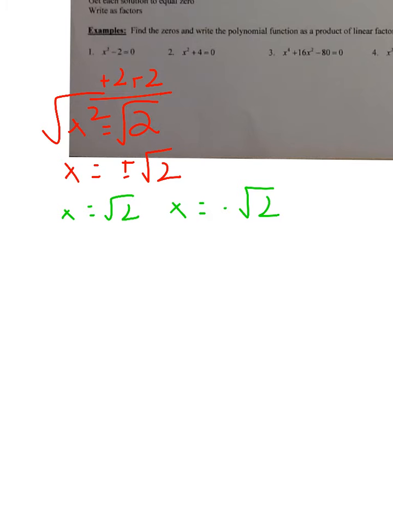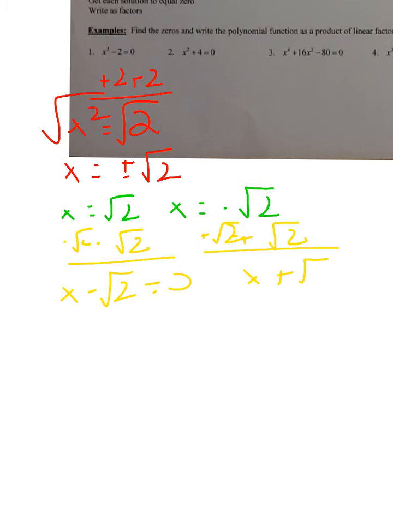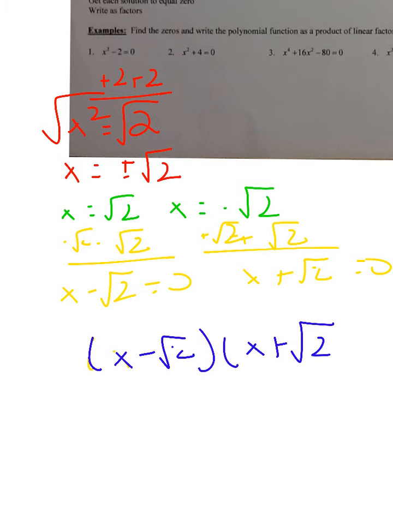So now what you want to do is get these to equal 0. So I'm going to subtract the square root of 2 from both sides. So I get x minus the square root of 2 equals 0. Add the square root of 2 over here. So I get x plus the square root of 2 is equal to 0. Those are your factors. So my factors are x minus the square root of 2 times x plus the square root of 2 equals 0. So notice these are my linear factors. My linear factors happen to be irrational, right? So they're complex.